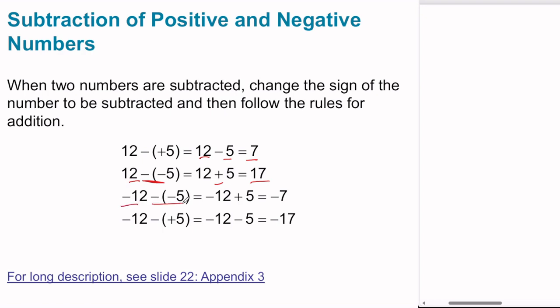Negative 12 minus negative 5 can be rewritten as negative 12 plus 5. So, since 12 has the larger magnitude, the answer will be 7 because 12 minus 5 is 7, as we discussed in the previous slide. And the answer will carry the sign of the number with the larger magnitude. Negative 12 minus positive 5 can be rewritten as negative 12 minus 5, which is negative 17.